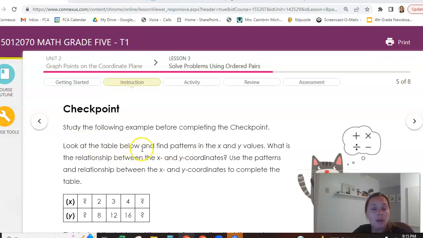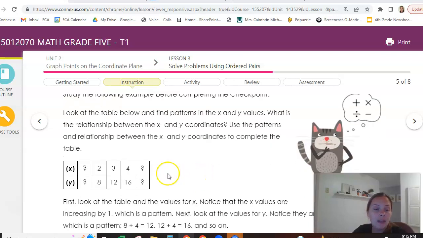Look at the table below and find patterns in the x and y values. What's the relationship between x and y? Use the patterns between the x and y coordinates to complete the table. So let's look at what we notice. So I see on x, I got 2, 3, 4, question mark. And the first one's a question mark as well. Y, I got question mark, 8, 12, 16, question mark.